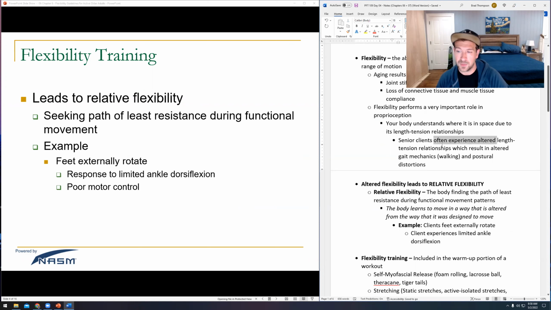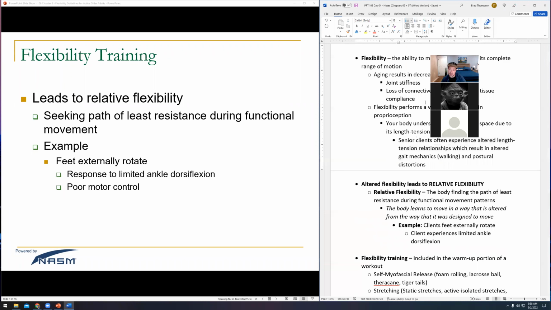Seniors often experience altered length tension relationships. They'll often get a little stiffer. It's just kind of part of aging, right? And that changes our gait mechanics. It changes our ability to walk because we lose our proprioception, right? We have less balance, we have less coordination because our body can no longer truly understand what position it's in versus what position it's sort of supposed to be in, right?